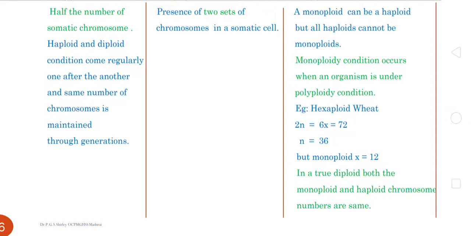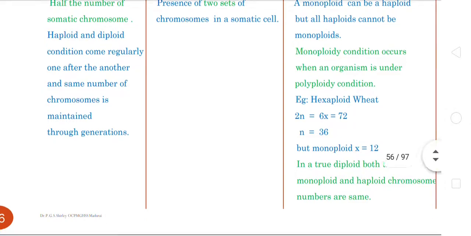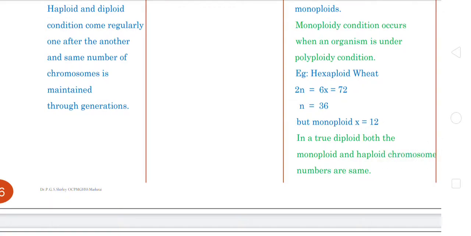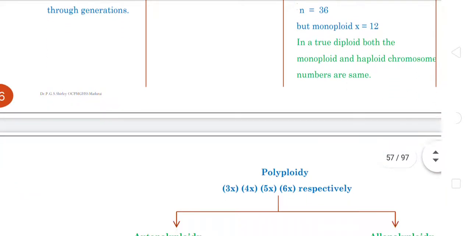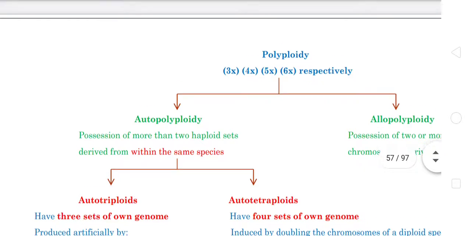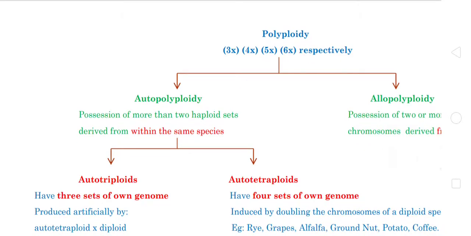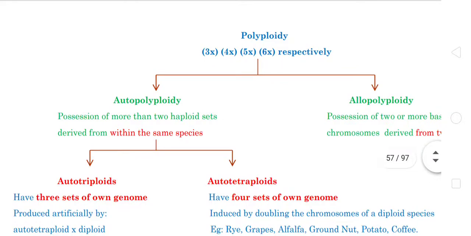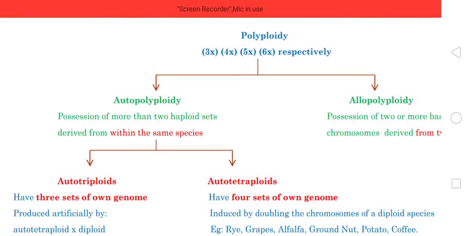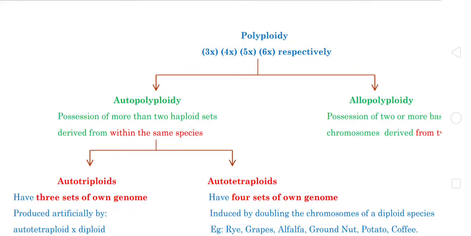This condition is an example of the polyploidy nature. In true diploid nature, both monoploid and haploid have the same number of chromosomes. Again I am saying polyploidy is divided into triploidy, tetraploidy, pentaploidy, hexaploidy, based upon the entire set of chromosomes being changed. This polyploidy is again subdivided into 2 types: autopolyploidy and allopolyploidy. Auto means self, allo means different.